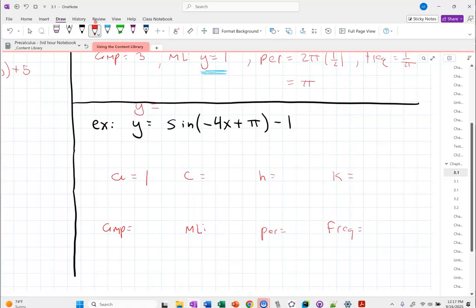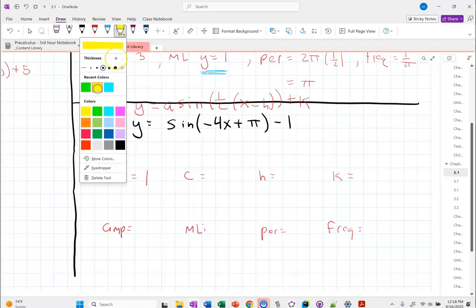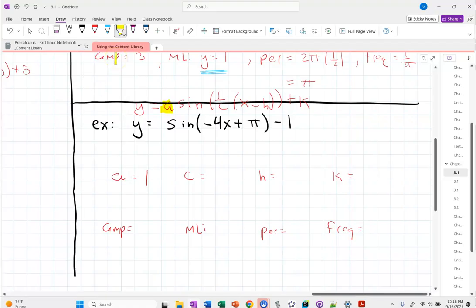So when we think about the general form, A is the coefficient on the sine. There's nothing there, but we know there's always a 1 that you can write out front. Thank you, Julius. Owen, what can you give us?